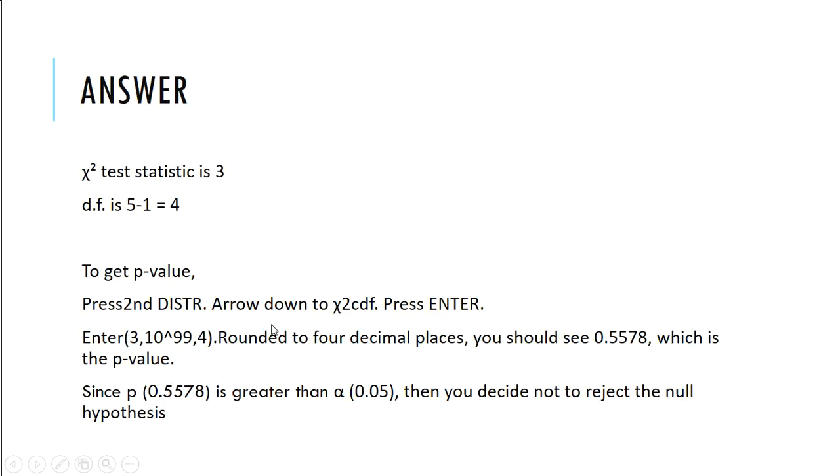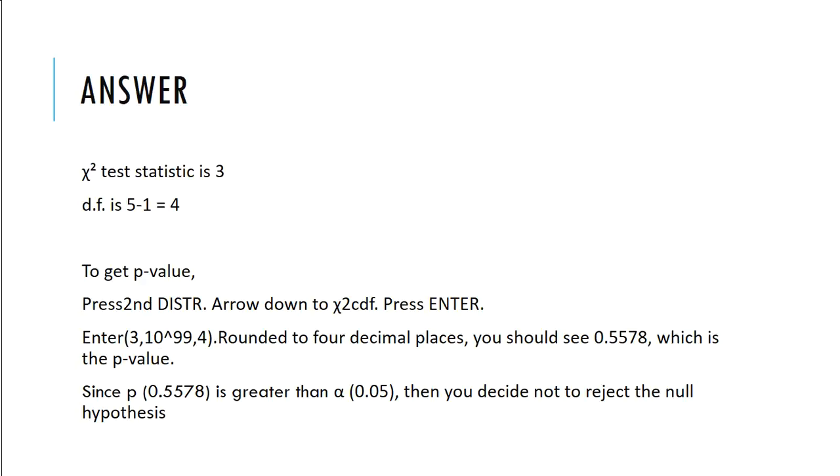To get the p-value, there is a way to get it in your calculator, and I'm showing you right here how to do it. But again, I really don't want you using the calculator for this. In the next video, I'm going to show you how to go to a website. You put your data in, and it just gives it right back to you. So you go to second distribution, you scroll down to chi-squared CDF, and you hit enter. So then I'm going to enter 3, which is my test statistic.